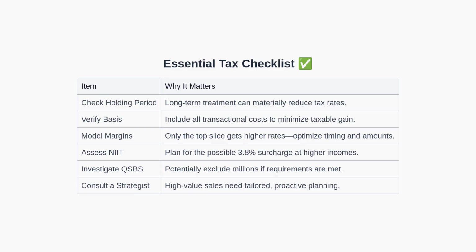Third, model the marginal effects, remembering that only the top slice pays higher rates. Adjust timing and sale amounts accordingly. Fourth, assess potential net investment income tax exposure. Fifth, investigate whether your shares could qualify for QSBS and its powerful exclusion. Finally, consult a tax strategist for tailored, proactive planning on high-value transactions.